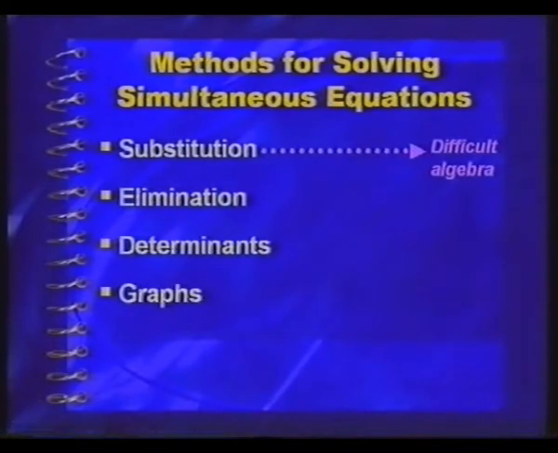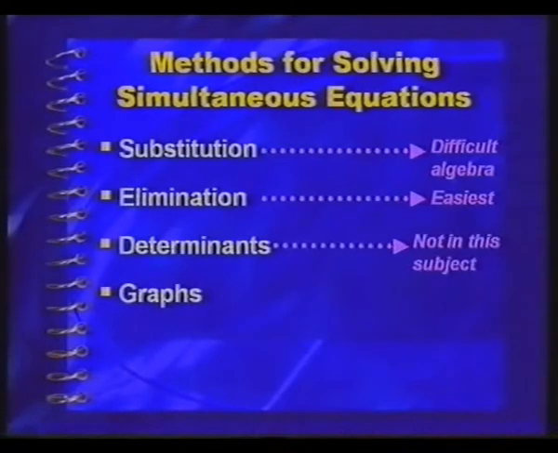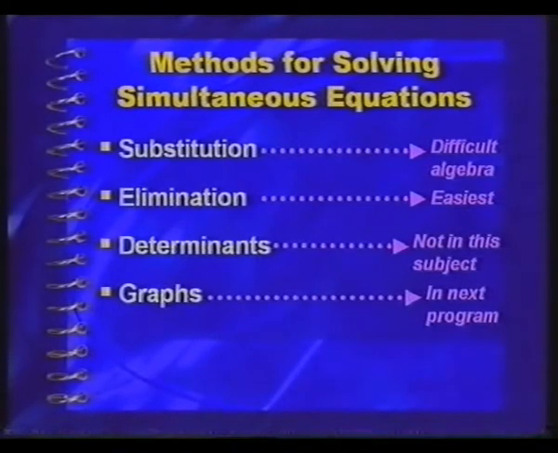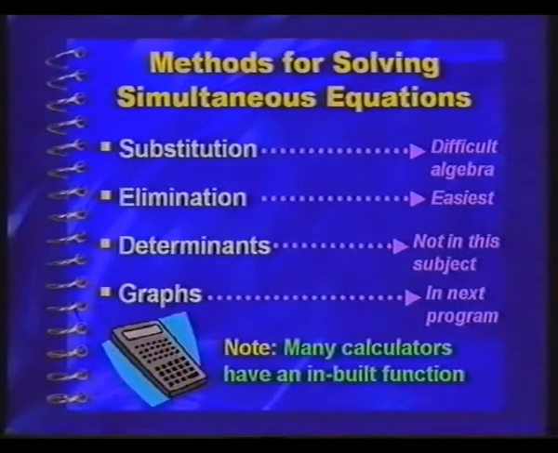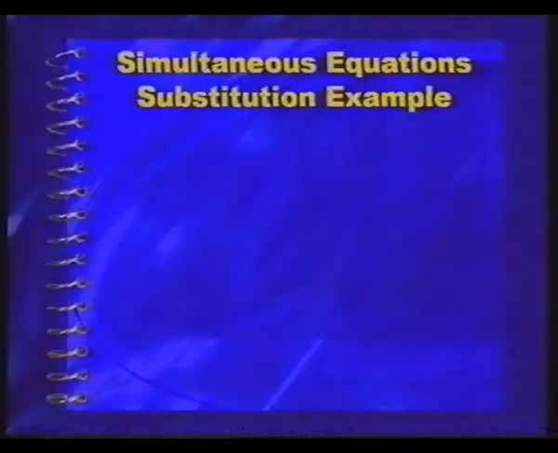Now, the substitution one is probably the most difficult algebraically. The elimination one is the easiest, but you have to rewrite the equations in a particular format. Determinants, for those people who are good at matrices, it's a very easy method. It's called Cramer's rule. We haven't got time for that in this subject. And there's a graphical method that's not always exact, and that we will cover in the next program. And then, as I mentioned, of course, you can use a calculator as well. I'm going to give you now an example of these two methods that we concentrate on, the substitution and the elimination method. So here we go.